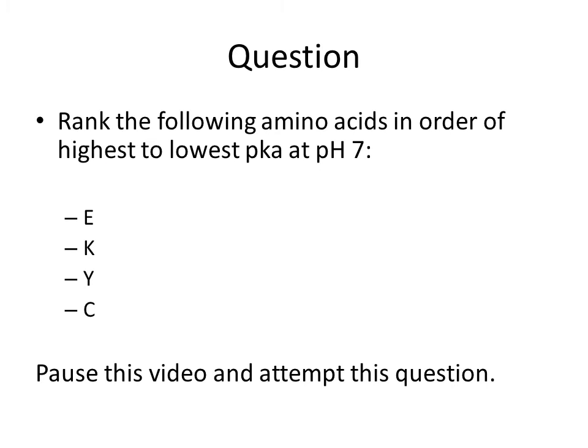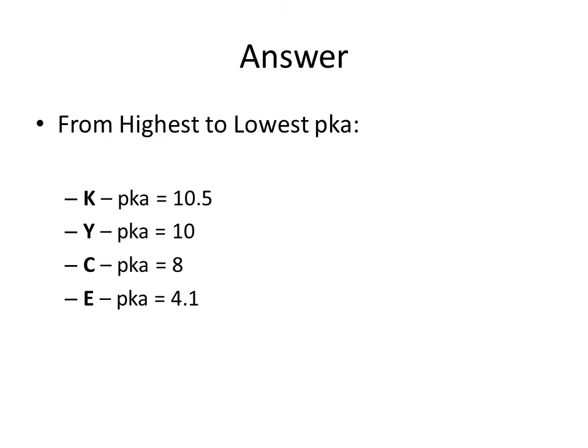For a little review, list the following amino acids in order of highest to lowest pKa at a pH of 7. Pause this video to attend to this question. The answer to the question is lysine, tyrosine, cysteine, and glutamic acid.